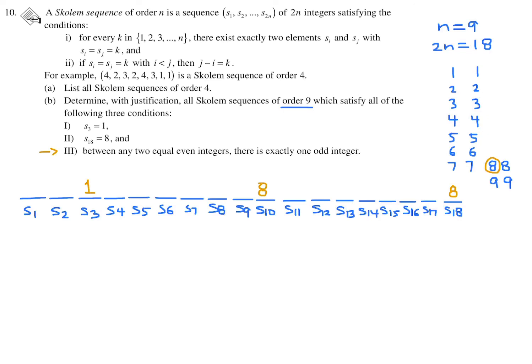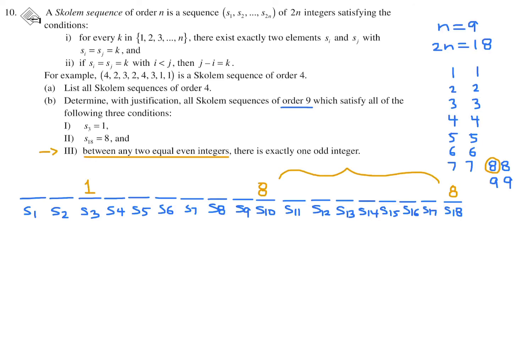Now you stare at this and think, I don't know where to go from here. But this is where the third condition comes in. Between any two equal even integers, do we have so far two equal even integers listed in our sequence? The answer is yes. We have the 8s. Between them, there is exactly one odd integer. So in this region, from S11 all the way to S17, there is only one odd integer. That is, in my opinion, the heart of this question. Only one odd integer can be placed there.